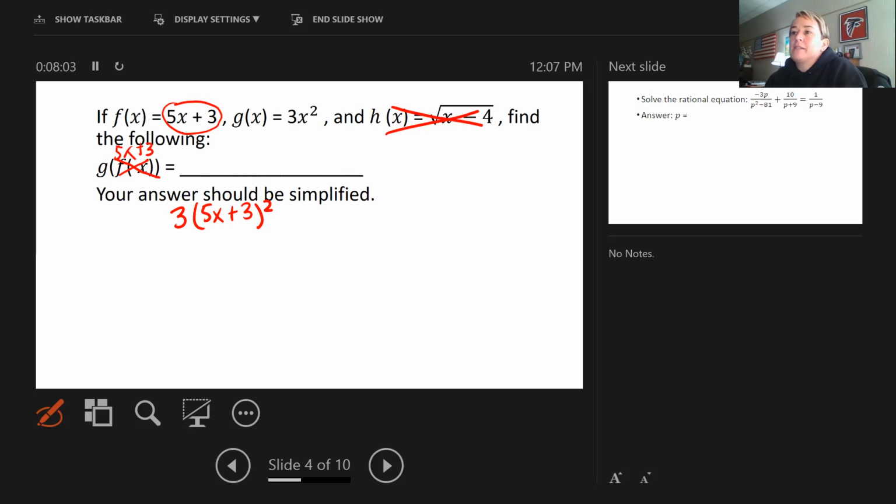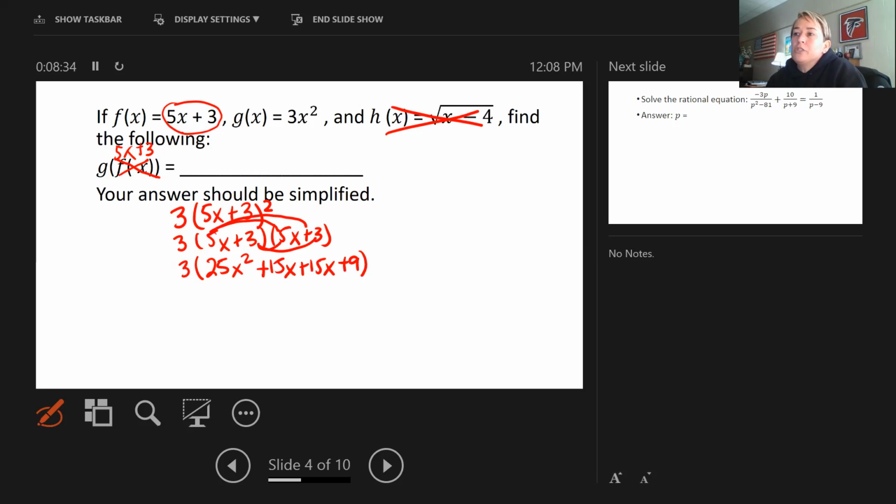So remember, that square just tells us that we have to write it twice. So I'm going to write it a second time. And then I'm going to worry about that 3 at the very end. The next thing I'm going to do is say 5 times 5 is 25, and x times x is x squared, plus 15x, plus 15x, plus 9.